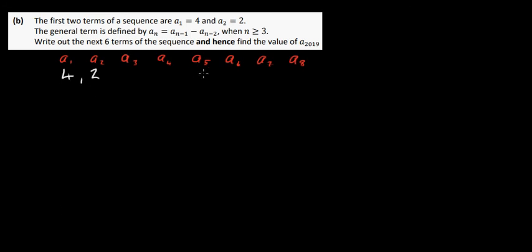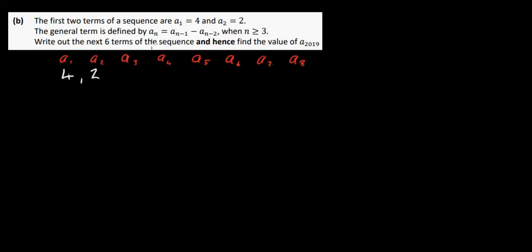Now we have the first two. We're given the first two as 4 and 2. The general term is defined by an is equal to an minus 1 minus an minus 2, where n is greater than or equal to 3. So what does this mean?